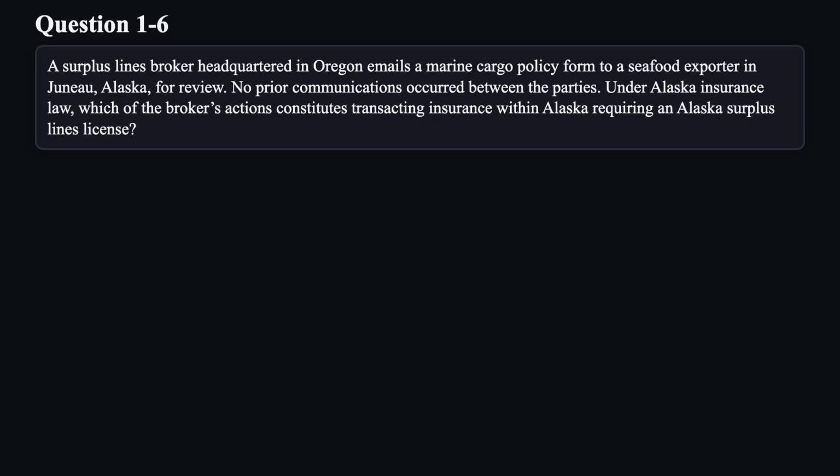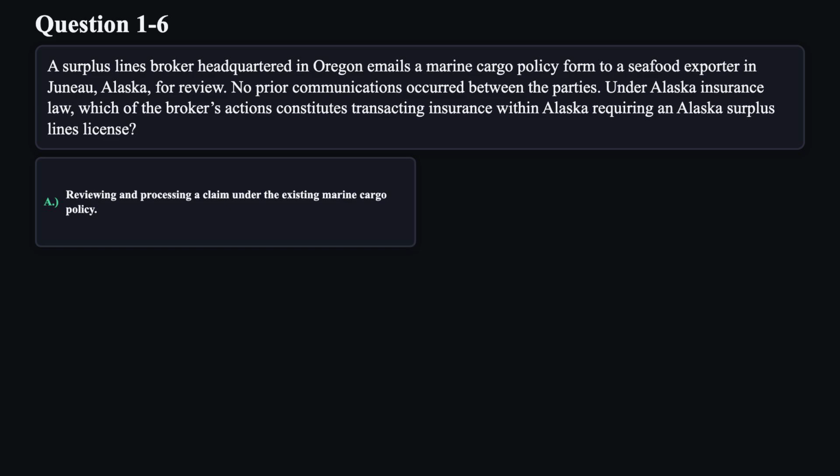Question 6. A surplus lines broker headquartered in Oregon emails a marine cargo policy form to a seafood exporter in Juneau, Alaska for review. No prior communications occurred between the parties. Under Alaska insurance law, which of the broker's actions constitutes transacting insurance within Alaska requiring an Alaska surplus lines license?